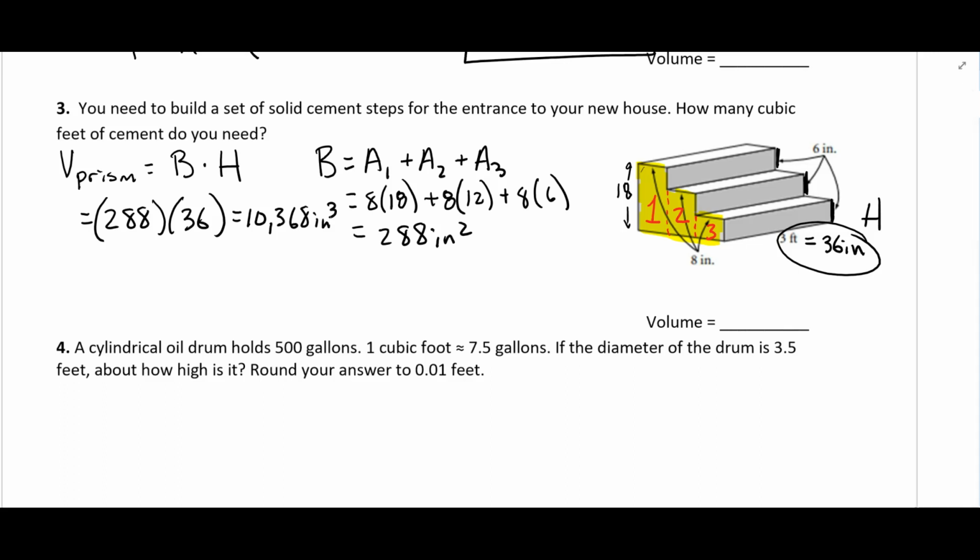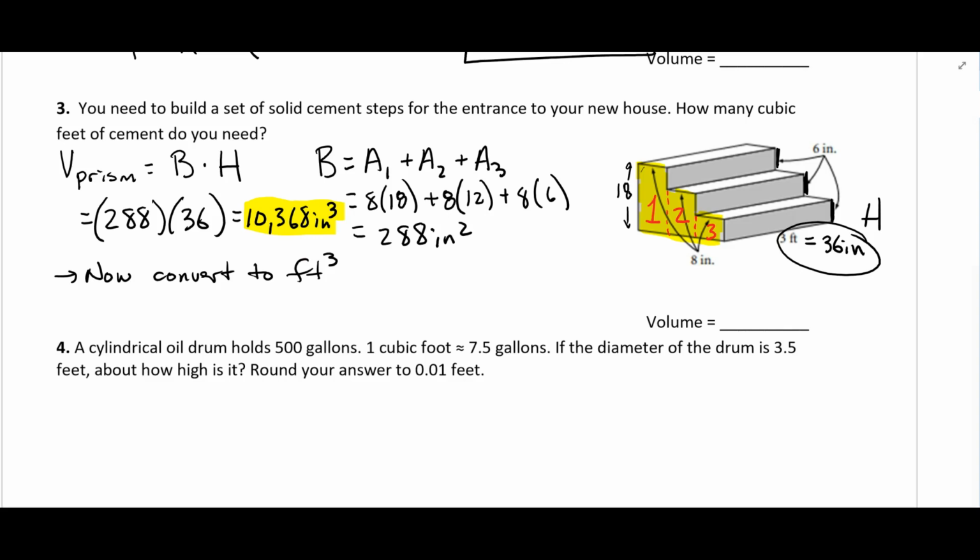Now this is where it gets a little bit tricky. We've got to convert this to feet cubed. So we know that there are 12 inches in a foot. So we're going to have to take this number and divide by 12 3 times, because I have to divide by 12 to convert the length, and I have to divide by 12 to convert the width, and I have to divide by 12 to convert the height: length, width, and height.